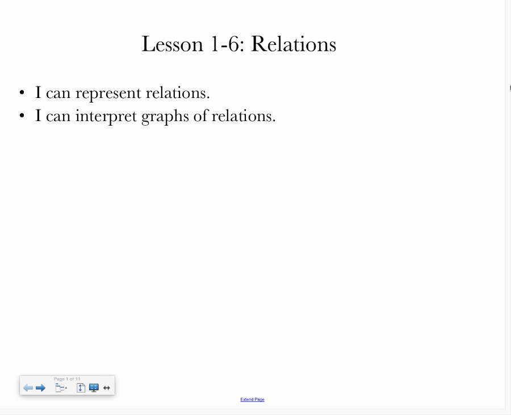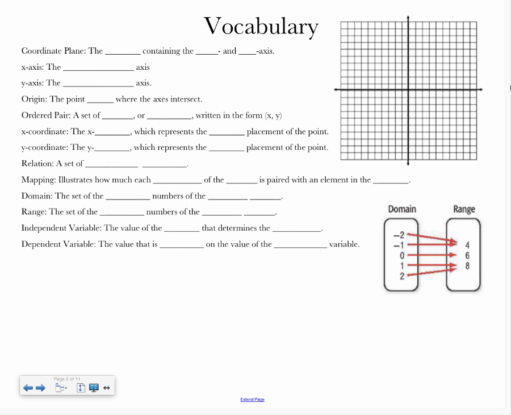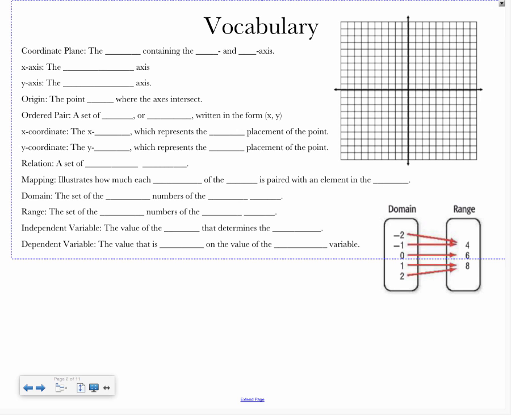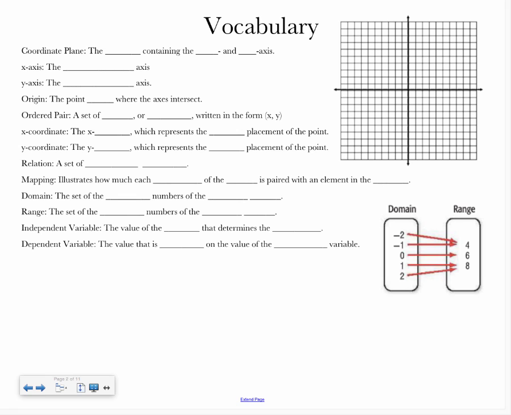Hello class, welcome to lesson 1-6, which is all about relations. By the end of this lesson, you should be able to represent relations and interpret graphs of relations. So let's start with, there's quite a bit of vocab, but hopefully it won't be too bad for you.